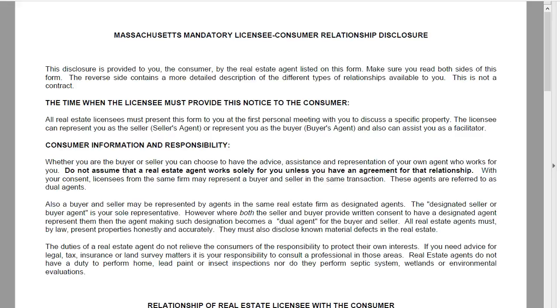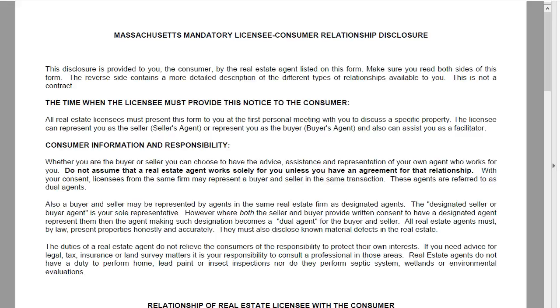Wow, that is a mouthful. And yes, my personal opinion is that this form isn't very consumer friendly, even though that's what it's supposed to be. If you're looking at it for the very first time, it looks a little bit intimidating. Looks like it's something you might want to take home and read overnight or ask your lawyer about. But it's important to note that this is not a contract.